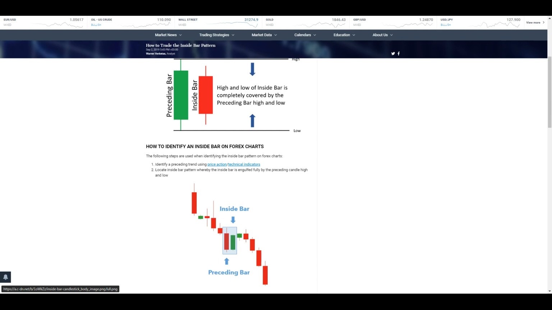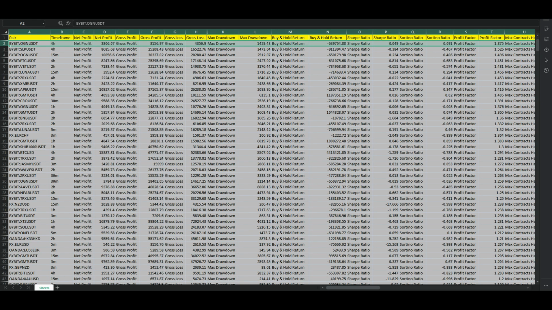Let's look at a visual representation of the inside bar from the dailyfx.com website. High and low of the inside bar are completely covered by the preceding bar high and low. I also want to remind you that for all strategies I go with the default settings. There will be a separate series of videos where I will be focused only on tweaking certain strategies to achieve the best possible results.